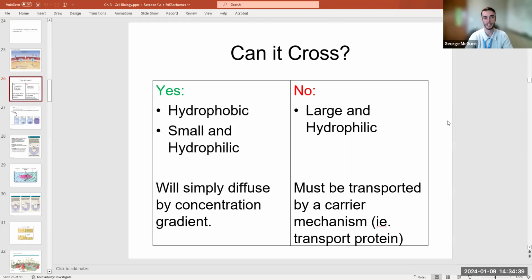Molecules that are not going to be able to just simply diffuse across the membrane are any large molecules, and especially if they are hydrophilic. So there's a bit of a gray area there where there are hydrophobic molecules that are too large to simply diffuse across the membrane. But in general, hydrophobic molecules can cross, and in general, large molecules cannot. All right. And so for these molecules that cannot simply diffuse, in order to cross that barrier, they must be transported by some sort of carrier mechanism, such as a transport protein.